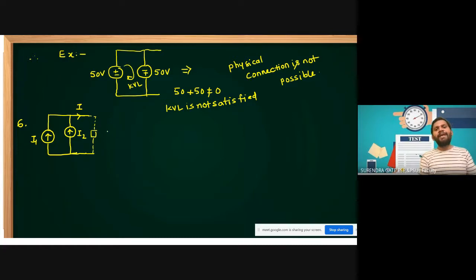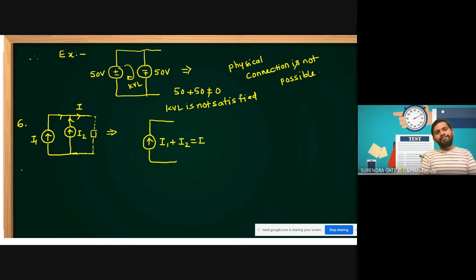Then it is replaced by a single current source. This is I1 plus I2 is equal to I. Yes, right. It is replaced by a single current source. That is correct. This is I1 and this is I2, so it means the sum of the two currents. I1 entering, I2 is also entering. Then you can replace with a single current source, that is I1 plus I2.